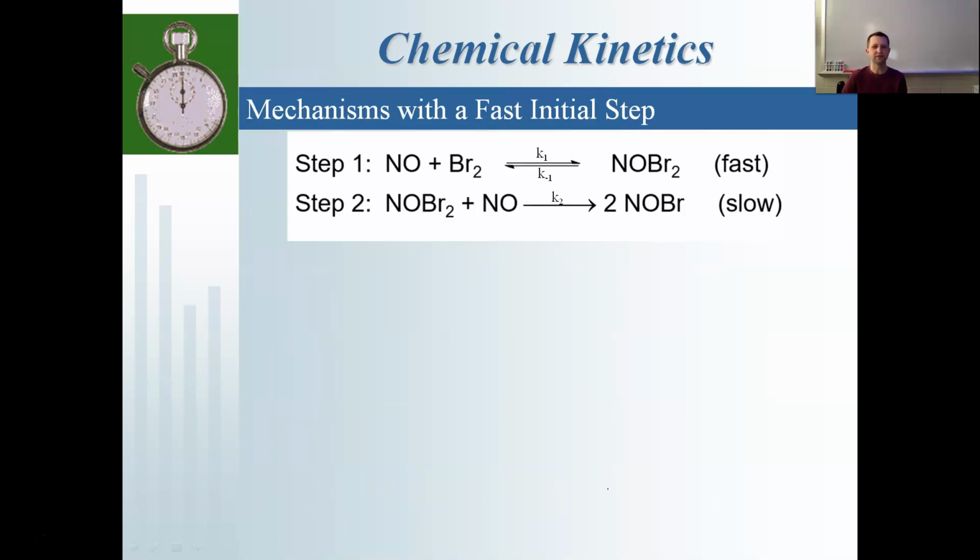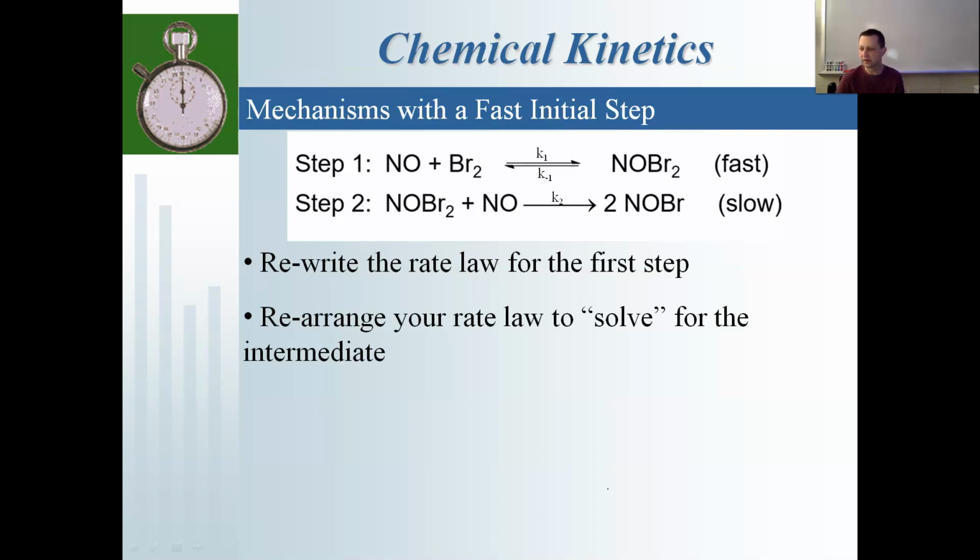So how do we fix this? Here's our mechanism once again. Let's rewrite the rate law for the first step. So rewriting the rate law for the first step, you have two reactions going on here, the forward and the reverse. So let's summarize that here. So we have the rate of K1. Okay, so the rate of the forward reaction is equal to the rate of K2 of your reverse reaction.